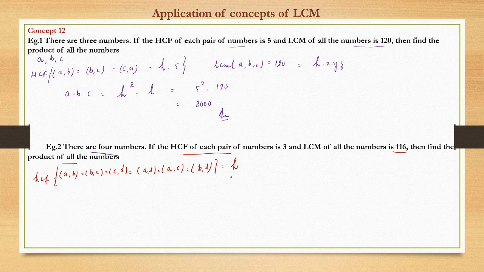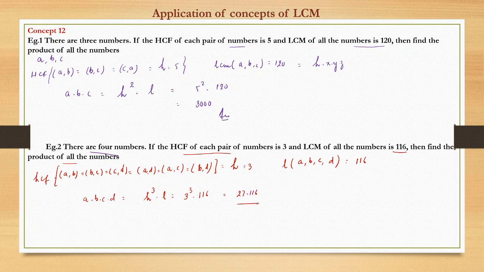The pairwise HCF is H. And the LCM of all those four numbers together, A, B, C, D, is given as 116. So we have to find the product of all the numbers, A into B into C into D. So that can be nothing but what? H raised to power, since here four numbers are there, it will be 3 into LCM. H is 3, so 3 raised to power 3 into LCM, which is 116. So this is nothing but 27 into 116.